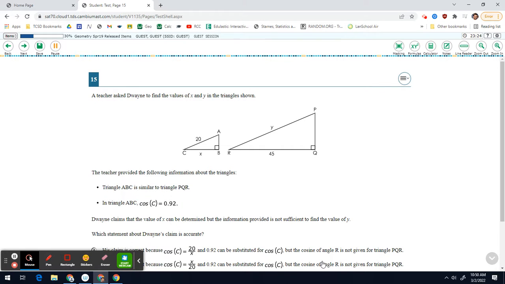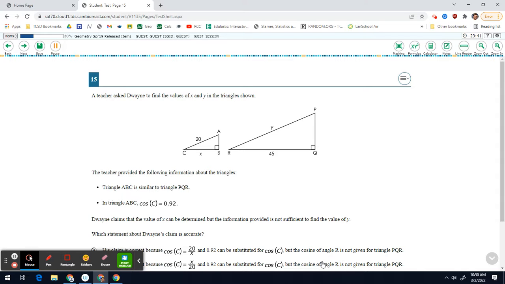Geometry OST, Spring 2019, question 15. A teacher asked Dwayne to find the values of x and y in the triangles shown. The teacher provided the following information about the triangles. Triangle ABC is similar to triangle PQR. And in triangle ABC, the cosine of C is 0.92.